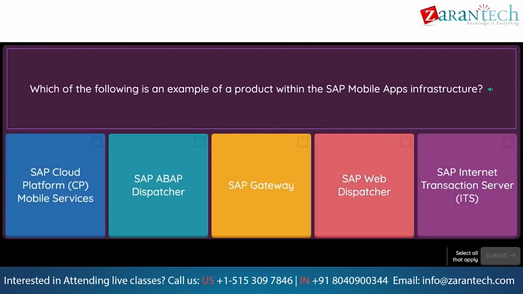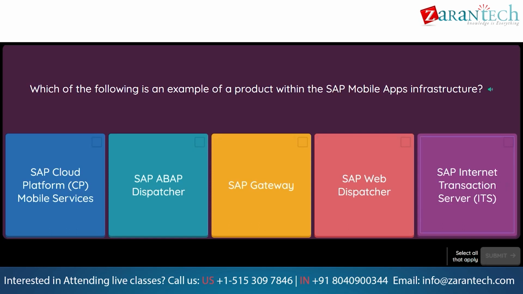Question: which of the following is an example of a product within the SAP Mobile Apps infrastructure? Option 1, SAP Cloud Platform, CP, Mobile Services. Option 2, SAP ABAP Dispatcher. Option 3, SAP Gateway. Option 4, SAP Web Dispatcher. Option 5, SAP Internet Transaction Server, ITS.